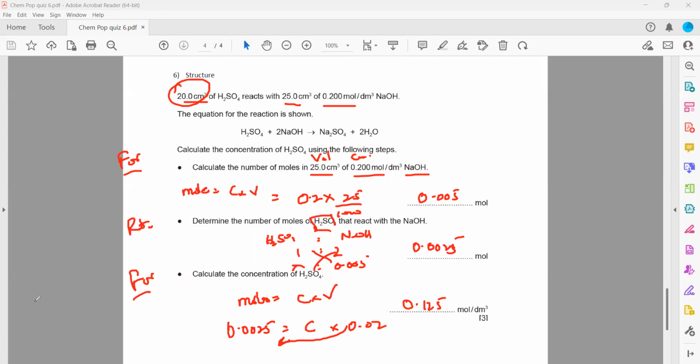So the first part is by formula, the second is by ratio, and the third is again by formula. So it is formula, ratio, formula. Is it clear, this part?